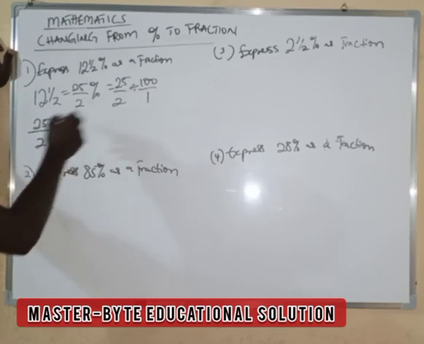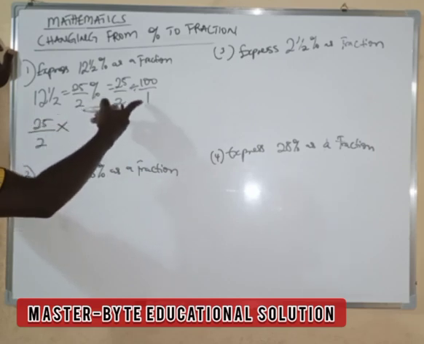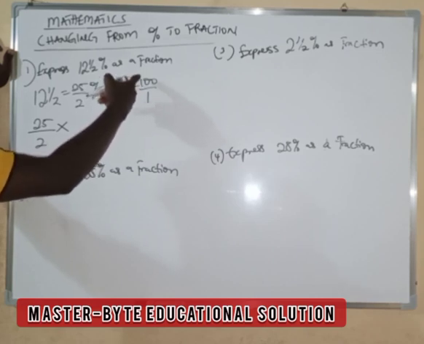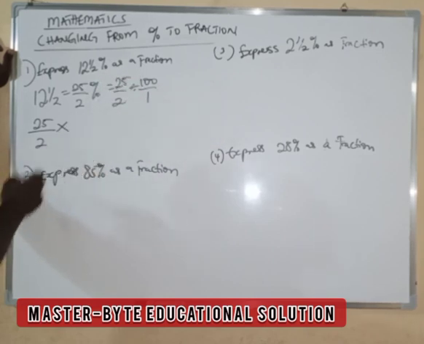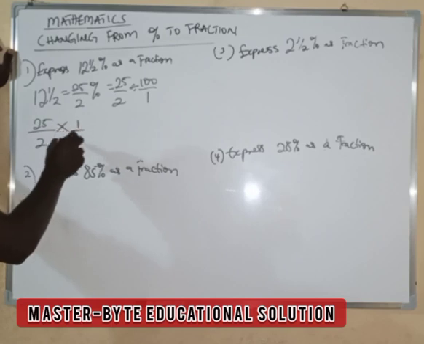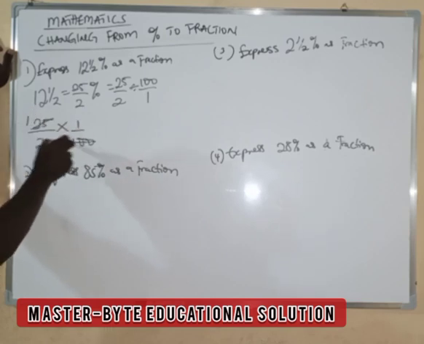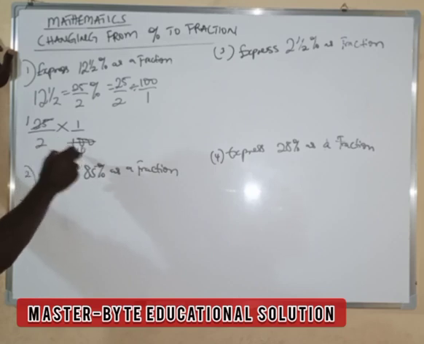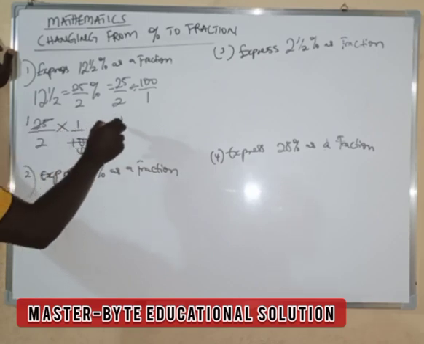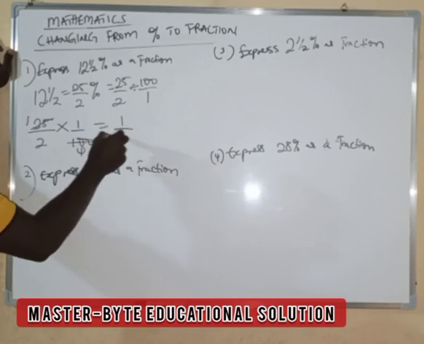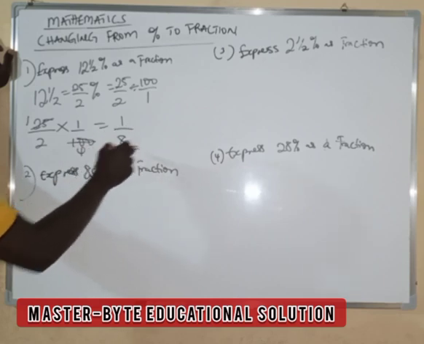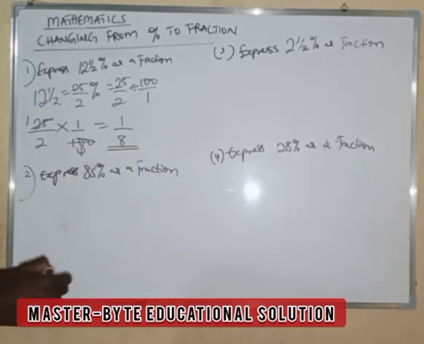To change the division sign to a multiplication sign, the denominator becomes the numerator, while the numerator becomes the denominator, meaning that is going to be 1 over 100. Now 25 into 25 is 1. 25 into 100 is 4. 1 times 1 will give us 1. 2 times 4 will give us 8. So our answer is 1 over 8.